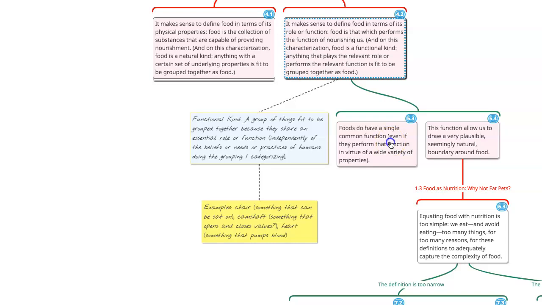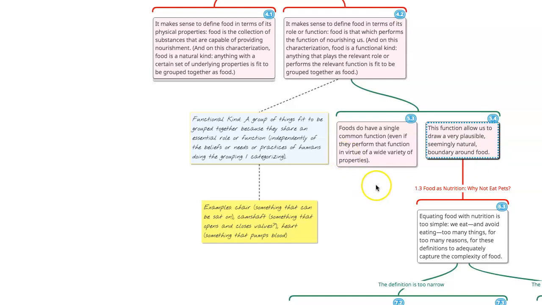Okay, so reason for thinking that makes sense. Well, unlike the messy groups of properties that foods might have in common, foods do have a single common function, even if they perform that function in virtue of a wide variety of properties. That function allows us to draw a very plausible, seemingly natural boundary around food.